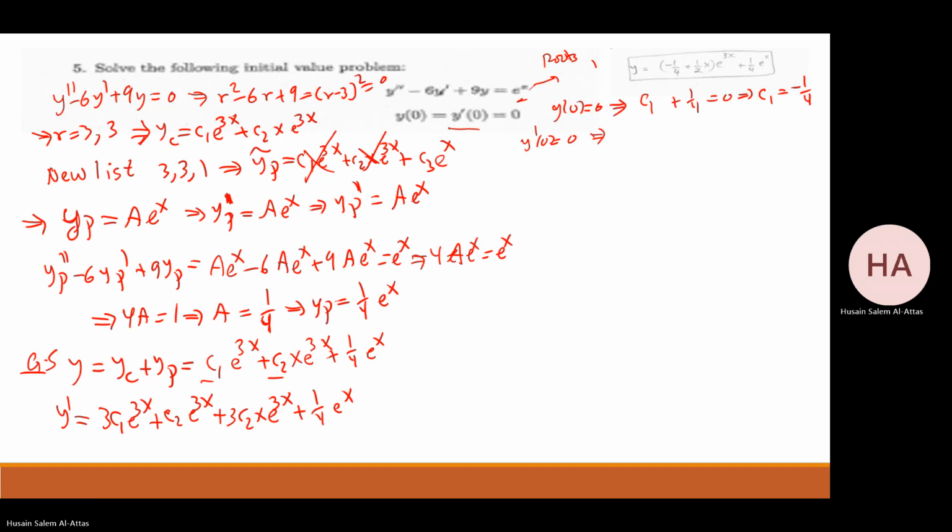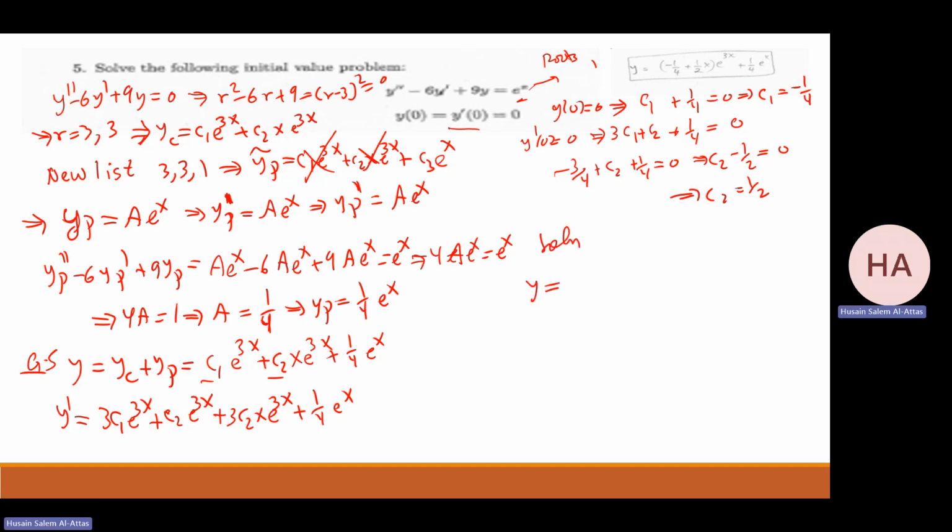y prime at 0 equals 0. I have 3c1 plus c2, this is 0, plus 1 over 4 equals 0 also. c1 is minus 1 over 4, so I have minus 3 over 4 plus c2 plus 1 over 4 is equal to 0. So I have c2 minus 2 over 4, which is half. So c2 equals half. Nice ones, yeah. What is my solution? y, c1 is minus 1 over 4. So that will be minus 1 over 4 e^(3x) plus half x e^(3x) plus 1 over 4 e to the power x, which is this one.